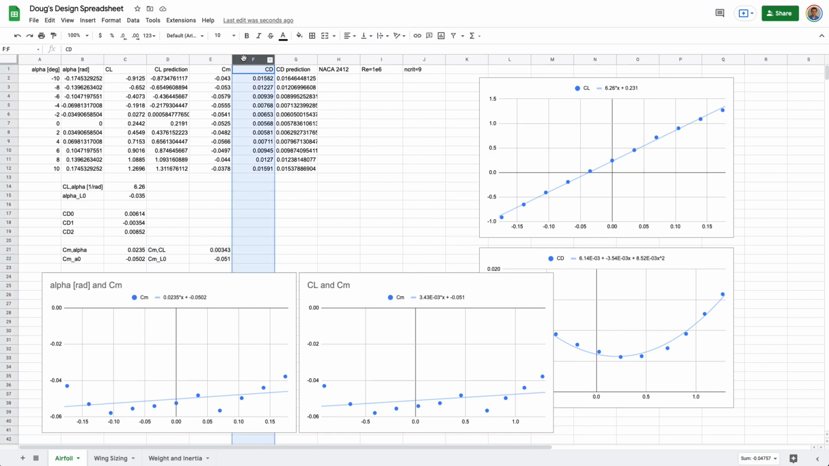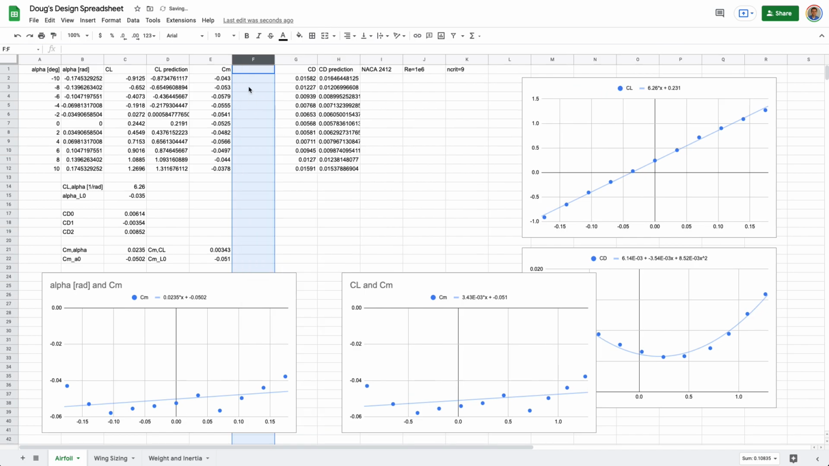So let's just do one of those as an example here. Let's say this is my CM prediction, and it's going to be equal to, let's use the angle of attack for now, so CM alpha, and I want to keep that cell, times our angle of attack. And remember, I did this in terms of radians. Again, it's nice to either stick to radians or degrees consistently. I stick to radians consistently for all of my computations.